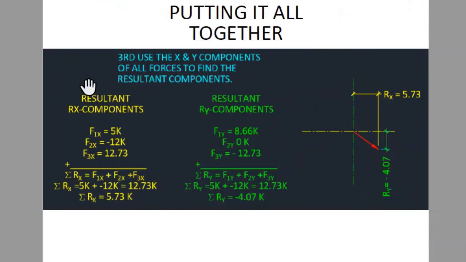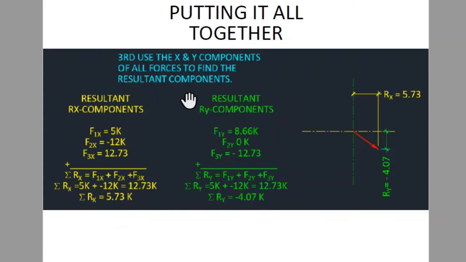Now we put it all together. Let's take a look at the resultants, our x components. We can see that if we sum up all the forces' x components, that's F1 plus F2 plus F3, we can say that the sum of the resultant x components is equal to the F1 x component, F2 x component, F3 x component. And we can solve for our Rx and find that it is equal to 5.73K.